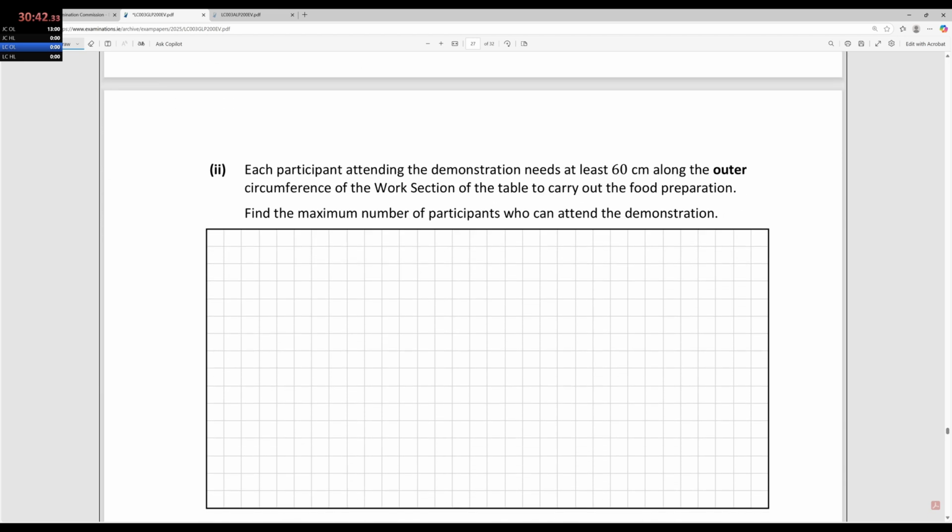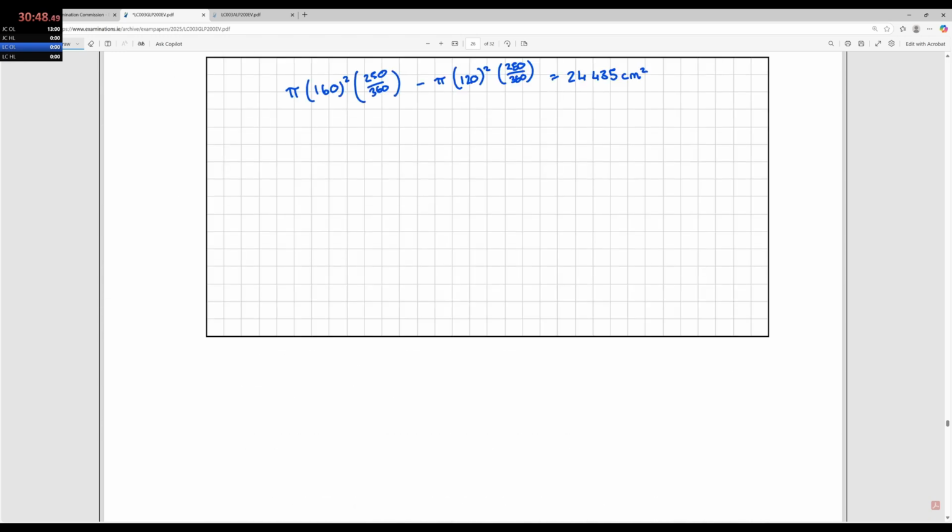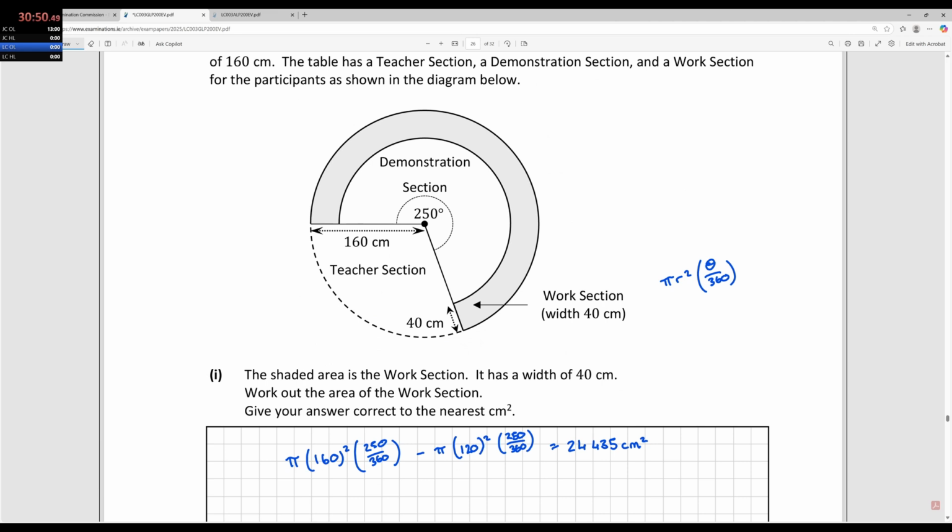Each participant needs at least 60 centimeters along the outer circumference to carry out food preparation. What's the maximum number who can attend the demonstration? So they need 60. We need to figure out what this length is. There's another formula in your log tables that is 2 pi r theta over 360. So what we would do is we'd say 2 pi times 160 times 250 over 360 again, because they can't be on the dotted line, I'm assuming.